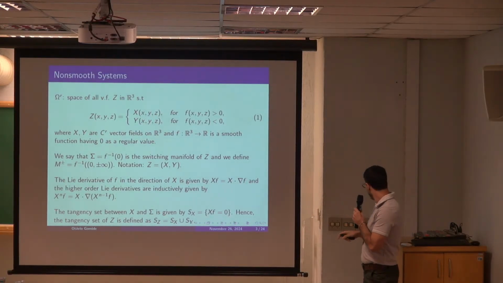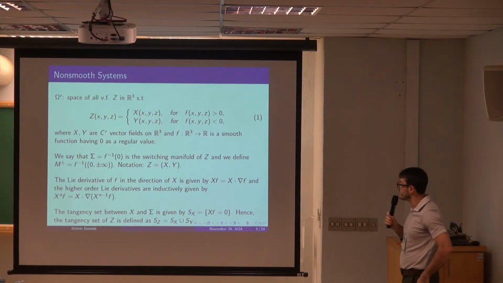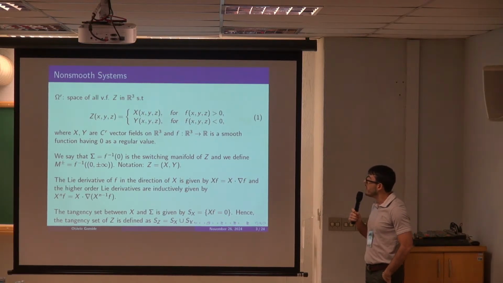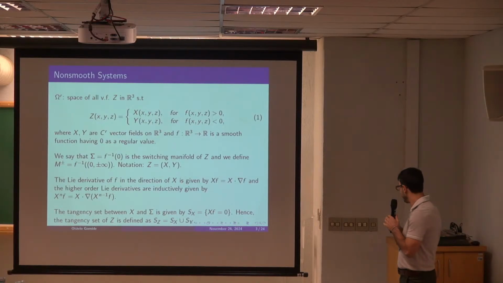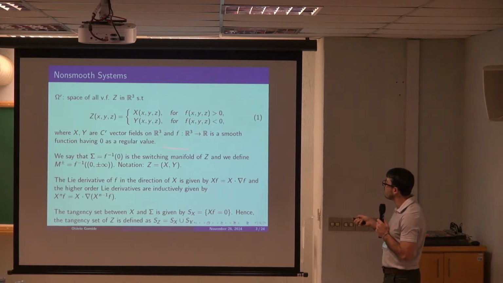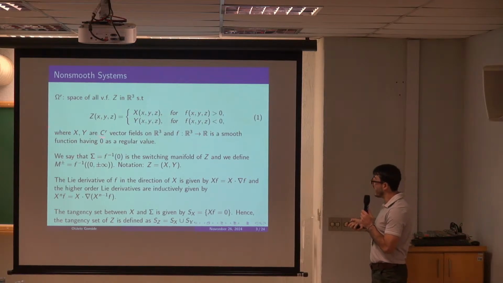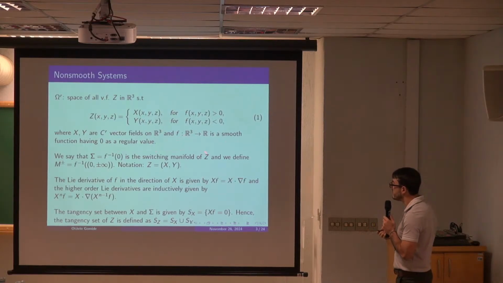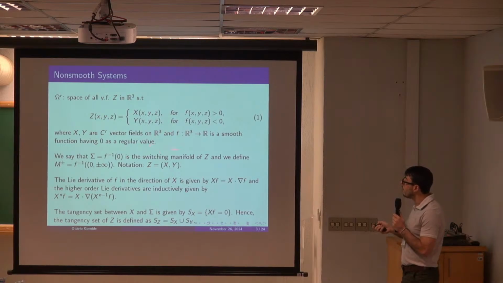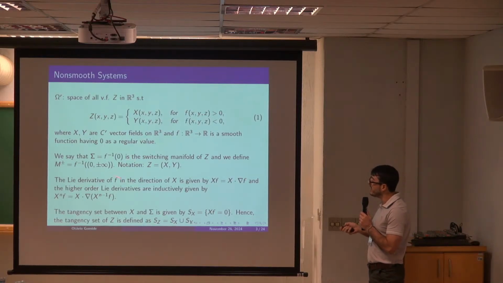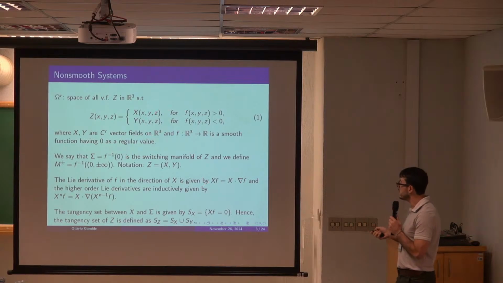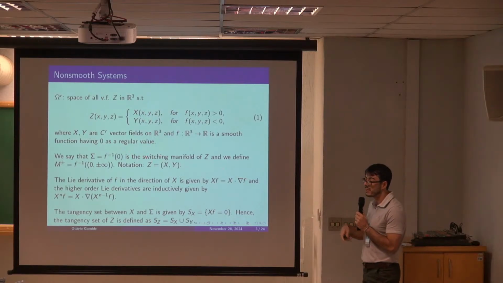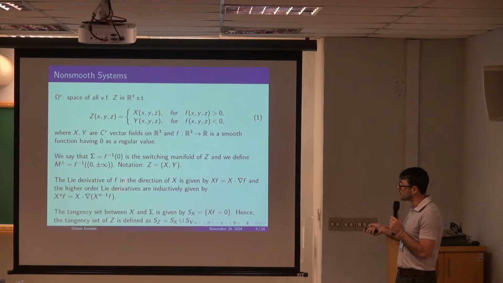Well, now we're going to fix the non-smooth systems notation. So we denote by Ω^r the space of all the vector fields of this form here, where X and Y are C^r vector fields on R^3, and f is a smooth function having 0 as a regular value. In this case, the preimage of 0 by f is denoted by Σ, and it is the switching manifold of this vector field.